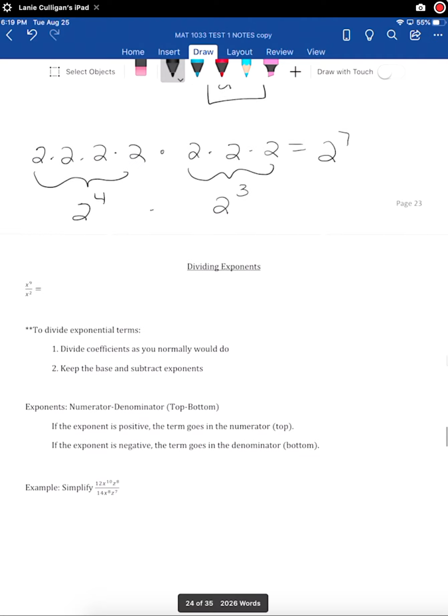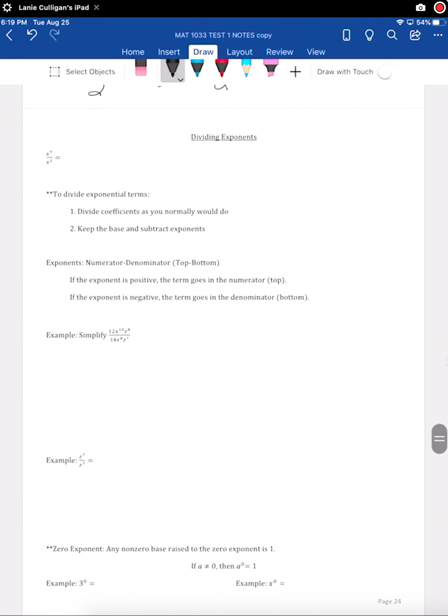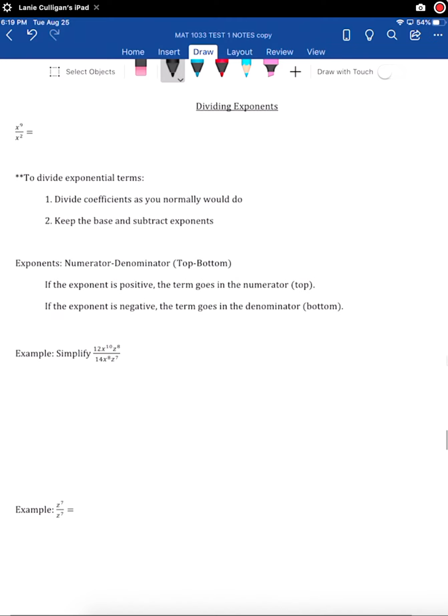So that's multiplying. Now let's get into dividing. So same concept. Let's now divide our exponents. So we have 2 to the ninth divided by 2 squared.